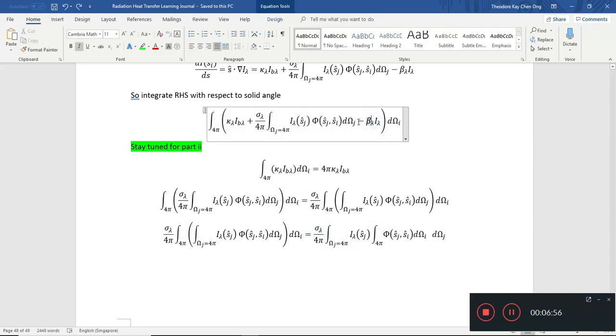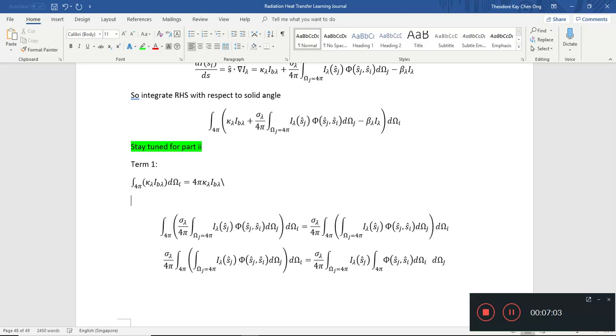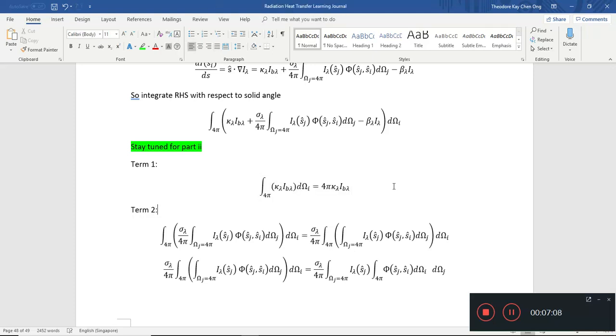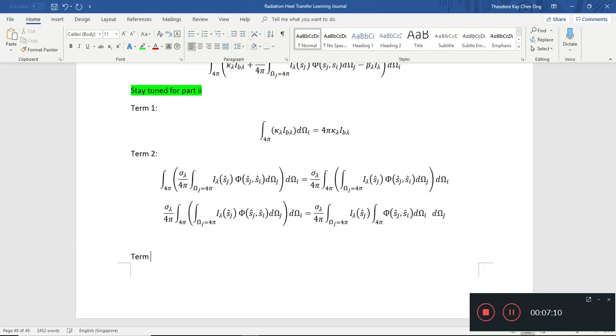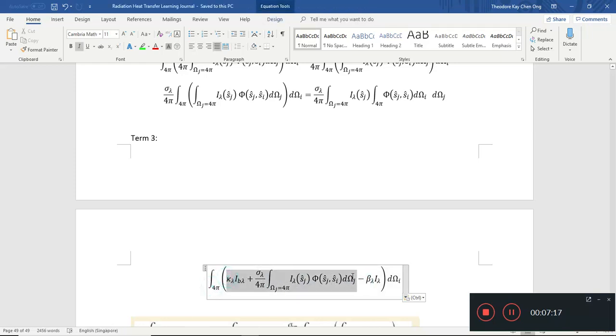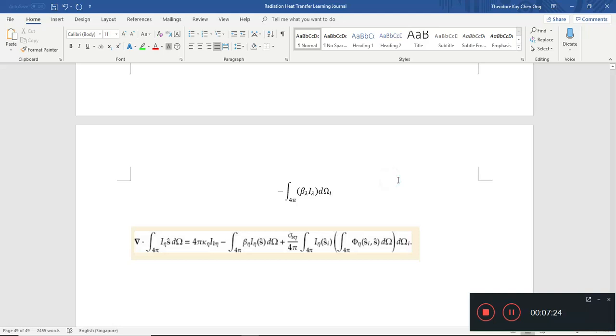Now the last term. So this is term 1, and this is the second term. Let's do the third term. Remember, this is a negative term, so I'm going to bring the negative outside. This is the extinction coefficient, beta lambda, times I lambda. So this is the extinction term.